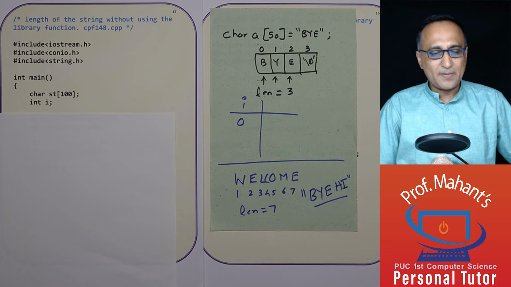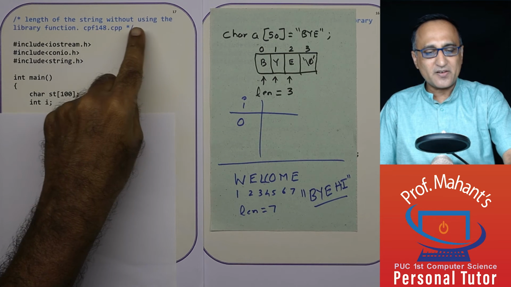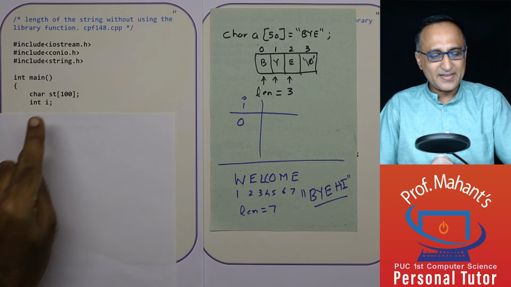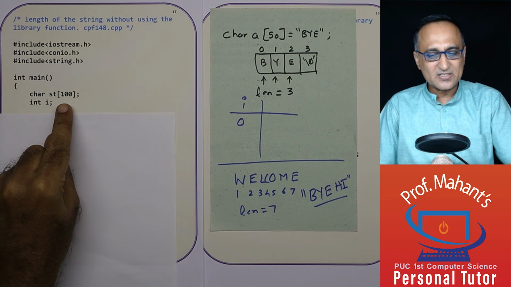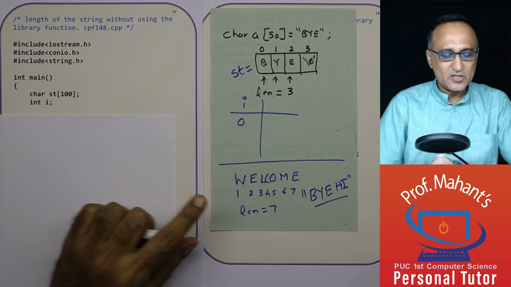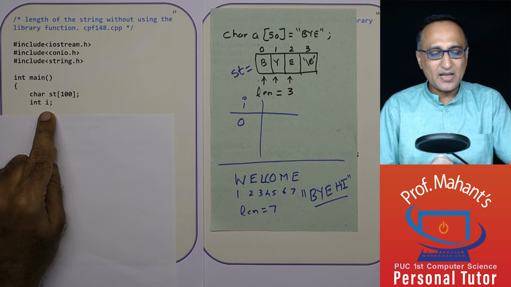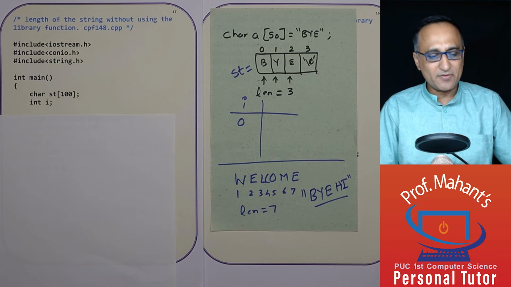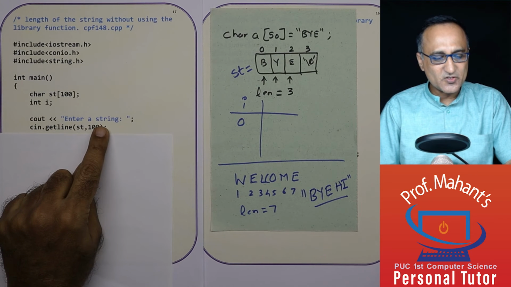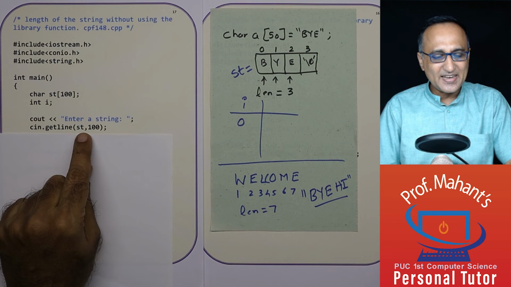Okay, so I'm trying to calculate the length of a string without the use of a library function. I have declared the header files. I have declared an array st of size 100. So this is st. Let us say I have declared an integer variable i. You will know why I have used i very shortly. I am asking the user to enter a string, so using cin.getline, I am going to enter a string.